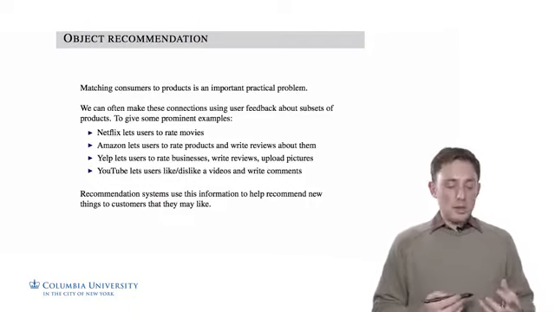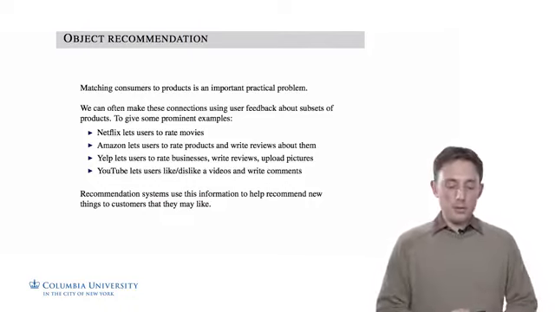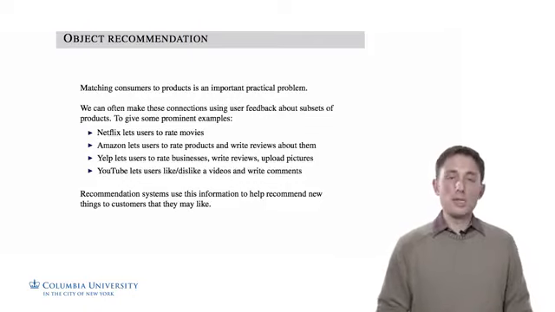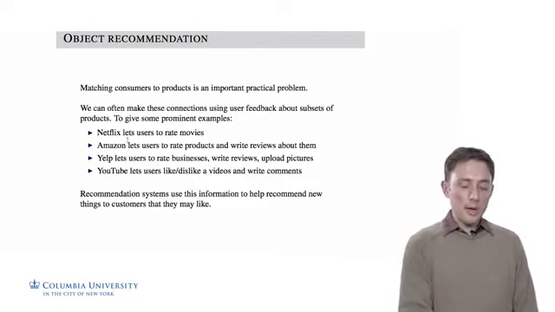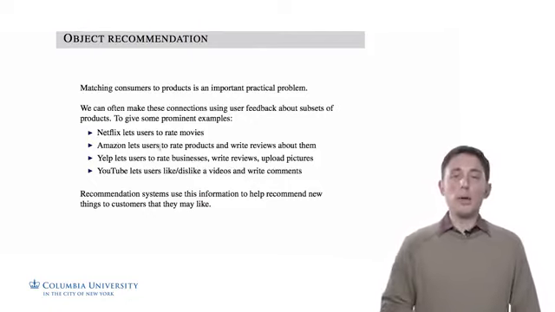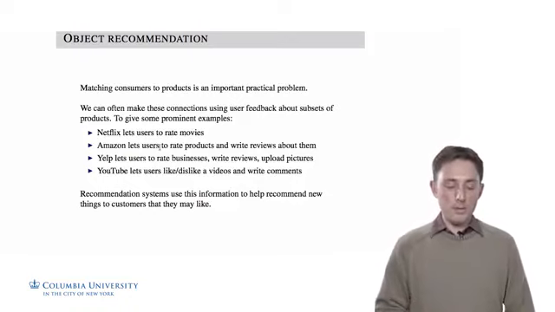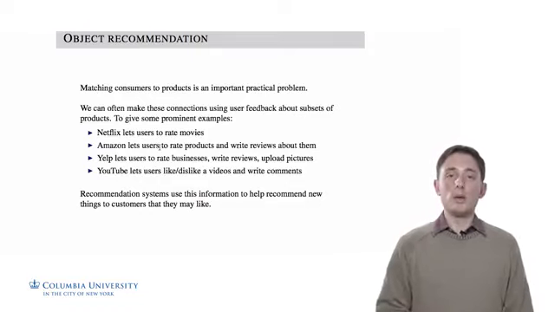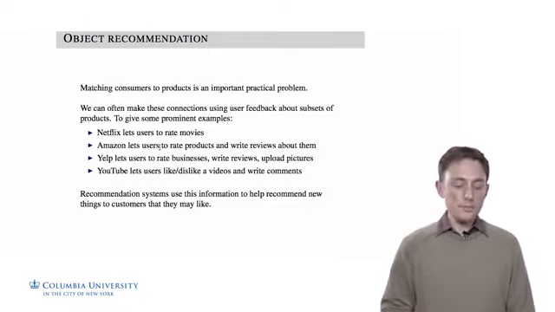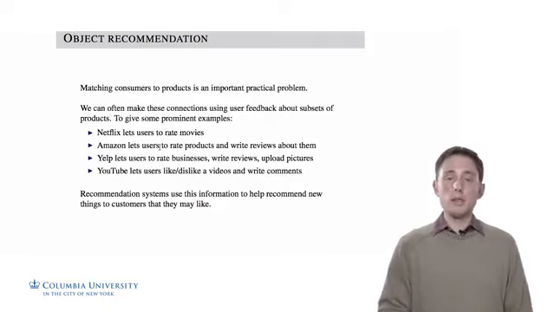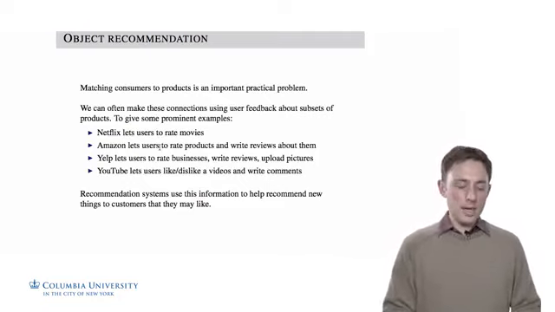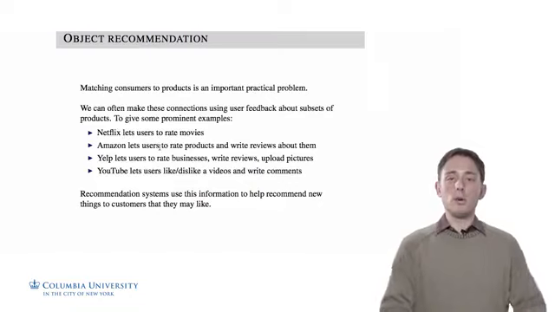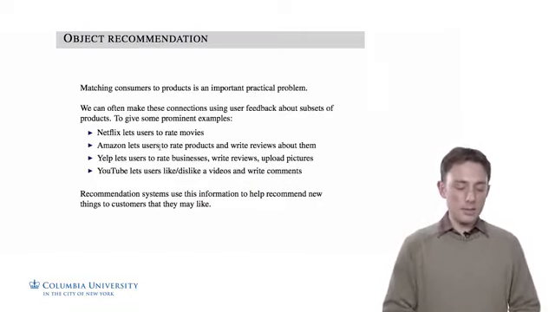And we can often make these connections using user-provided information about these products. For example, Netflix allows users to rate movies. There's that data. Amazon has data where they allow their users to rate their products and also to write reviews about them. Yelp lets users rate businesses, also write reviews about them, upload pictures, etc. YouTube allows users to like or dislike videos and to write comments about them, among many other different examples, and even within these examples there's other information that we possess.